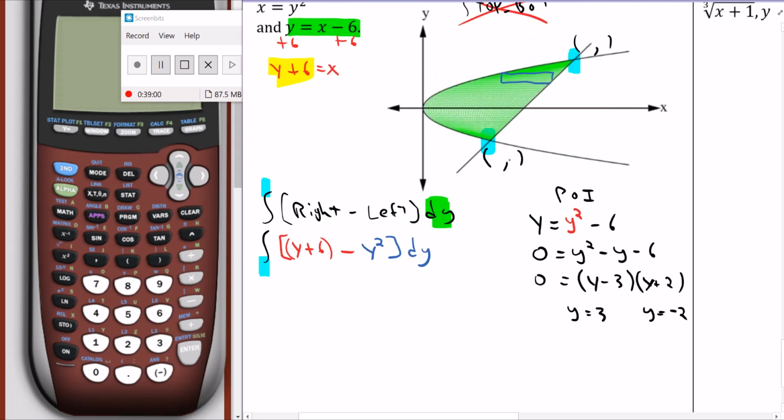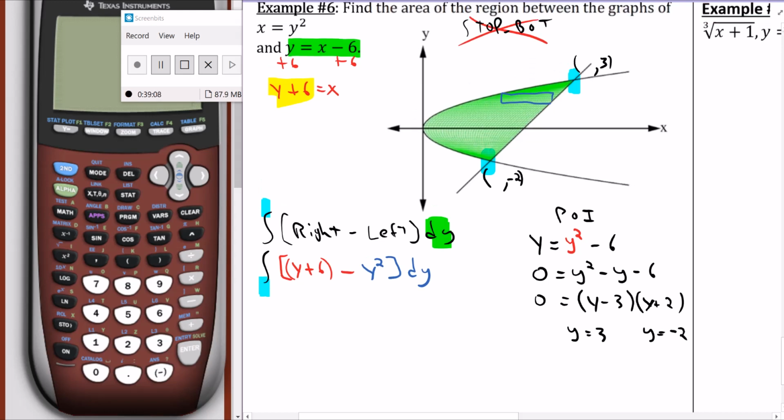Right? So this y coordinate's negative 2. This y coordinate is 3. We could find the x coordinates too, right? So the x coordinate here would be 4, and the x coordinate here would be 9. What I'm doing is I'm using this equation, right? Plugging in the y, plug in 3, you get 9, plug in negative 2, you get 4. And so when we write these limits, we're going to go from negative 2 to 3. Please notice that we're using the y coordinates. We're not using 4 and 9. We're using the y coordinates here, right? Because all our numbers in here are y values.